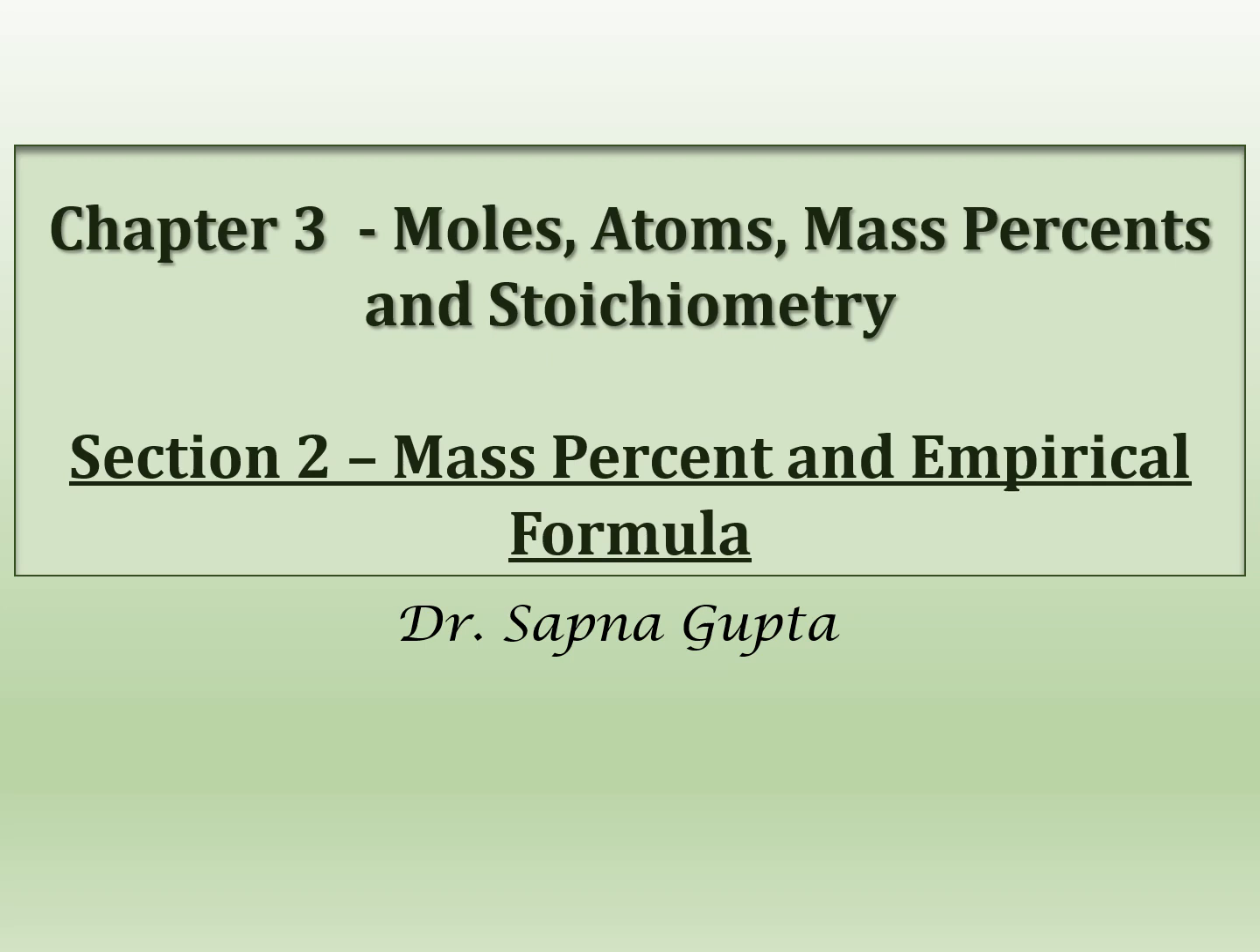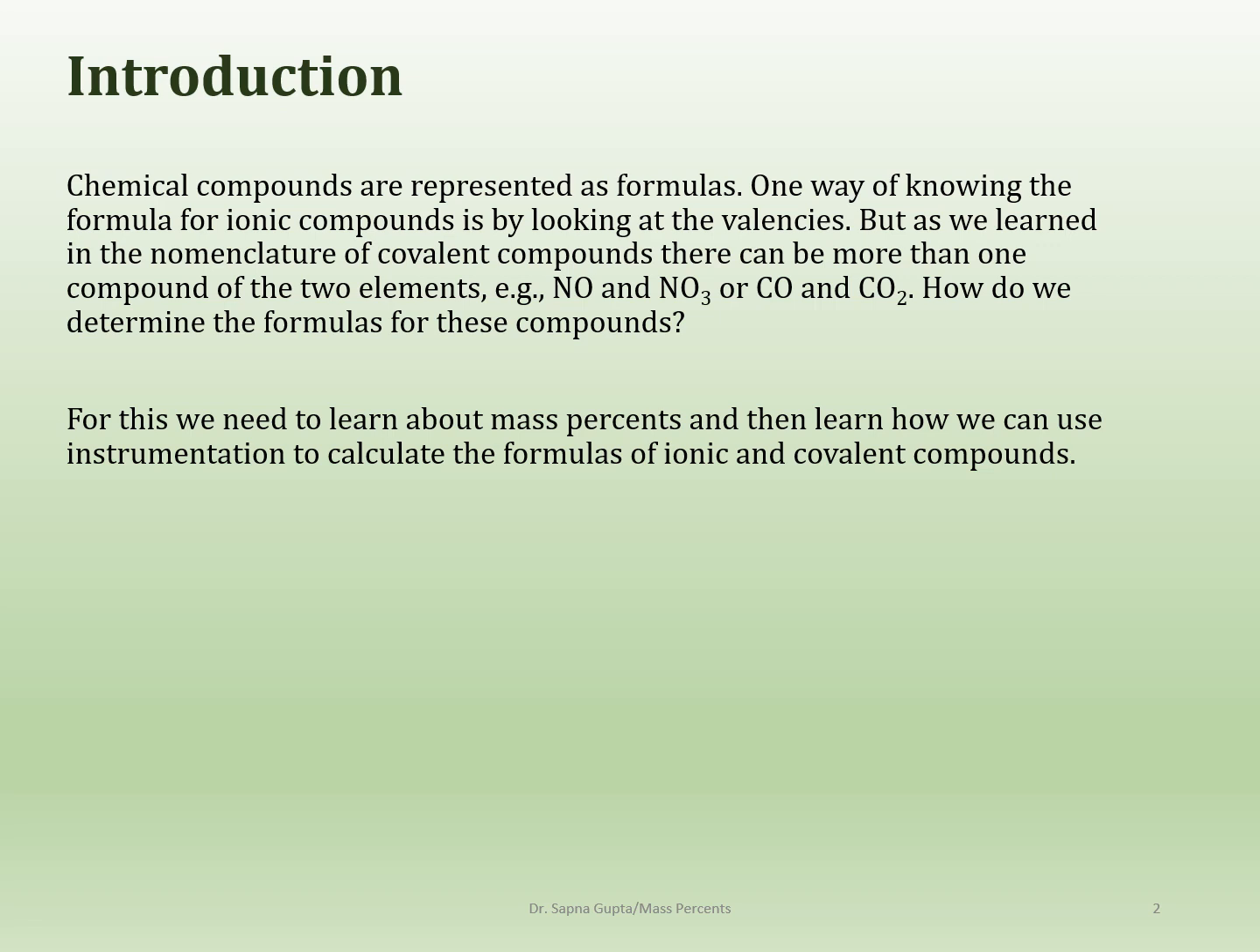In this section of chapter 3, we are going to learn about mass percents and learn how to calculate the empirical formula for any substance. So what are we talking about here with the empirical formulas? When you look at any compound, it has a certain ratio. When we have nitrogen and oxygen forming a compound, it has a particular ratio, 1:1 or 1:3. And how do we find those out? That's kind of our purpose in this chapter.